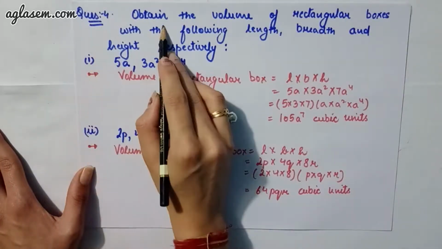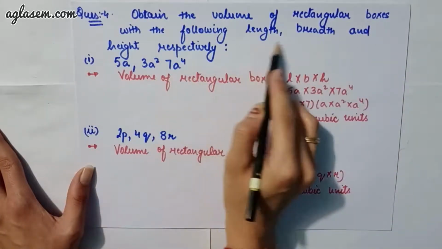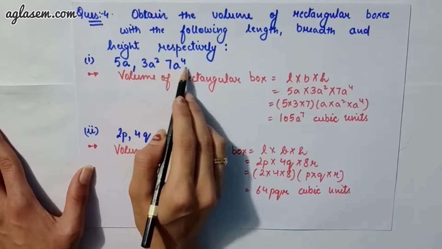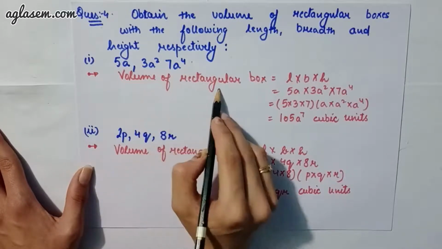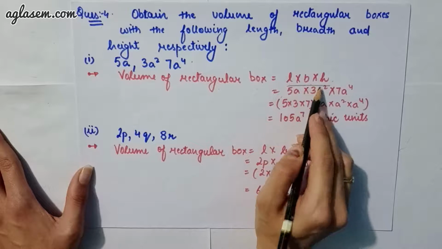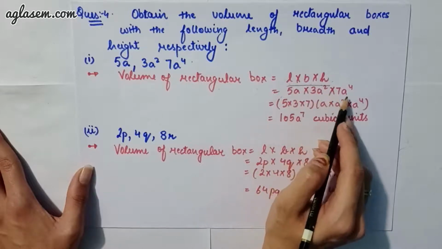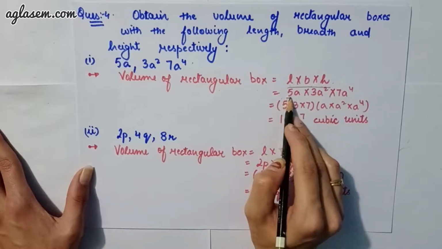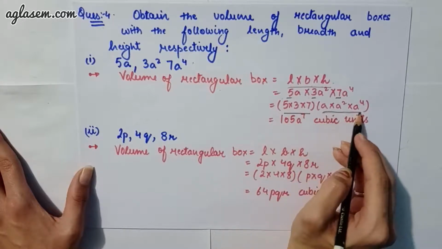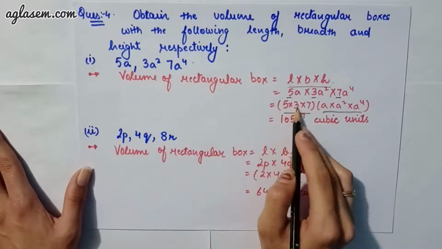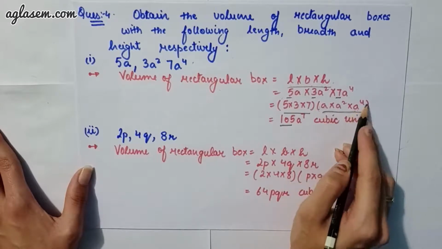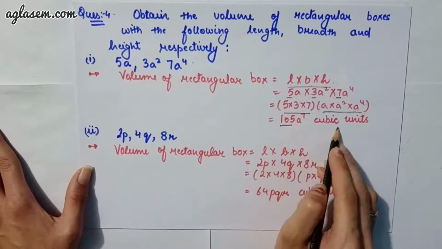Question number 4 says, obtain the volume of rectangular boxes with the following length, breadth and height respectively. So the first part says, 5a, 3a square, 7a power 4. So the answer is volume of rectangular boxes L into B into H. We all know this. So putting the value of L and B and H, that is 5a multiplied by 3a square multiplied by 7a power 4. We can solve it very easily, like 5, 3, 7 digits we can place in one bracket and rest we can place in another bracket. So it's very easy. 5, 3 is a 15. 15, 7s are 105. And here all the values are same, a and a. So by adding their powers we can get a power 7 cubic units.